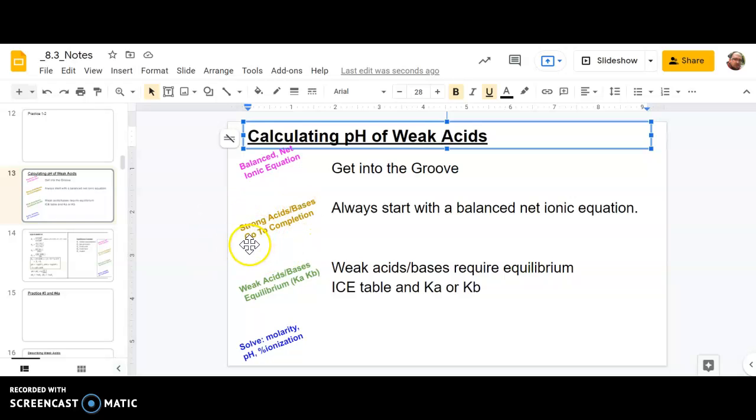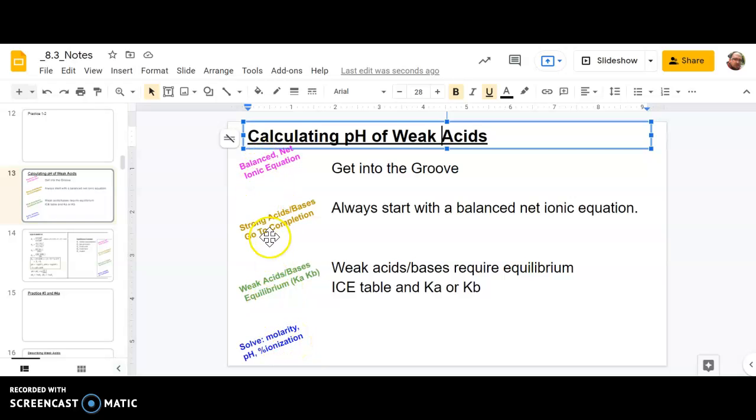With strong acids and strong bases, it was pretty easy. We know that those go to completion, and we could estimate what those concentrations of H plus and OH minus could be. But with weak acids and bases, you have to use that chemical equation, an ICE table, and a Ka or Kb value. Again, when it's Ka, you're dealing with an acid, and that's all the A stands for. Kb, you're dealing with a base, and that's what the B stands for. And then we can go through and solve for the molarity, the pH, or whatever it is that we need. And we'll talk about these things here in a little bit.